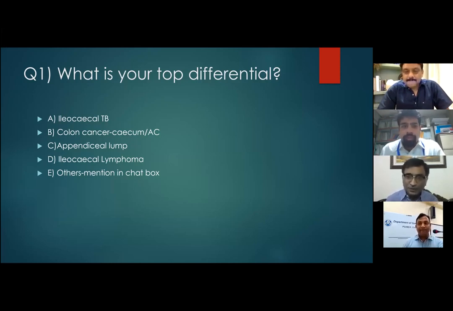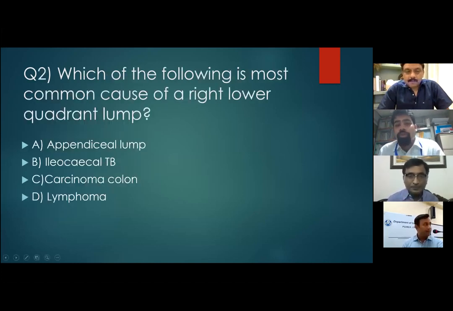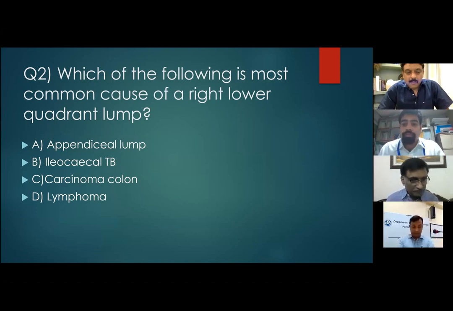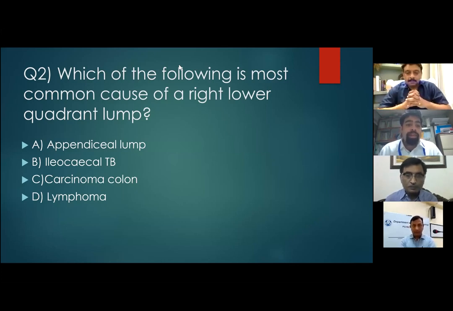Okay. So we have a closely related question. Which of the following is the most common cause of a right lower quadrant lump in our country? I think it's closely related to this only. So Yogita ji, can we run the poll again? All of you can vote. The options are A, an appendiceal lump, B, ileocecal TB, C, carcinoma colon, and D, lymphoma. So let's see what the audience has to say.